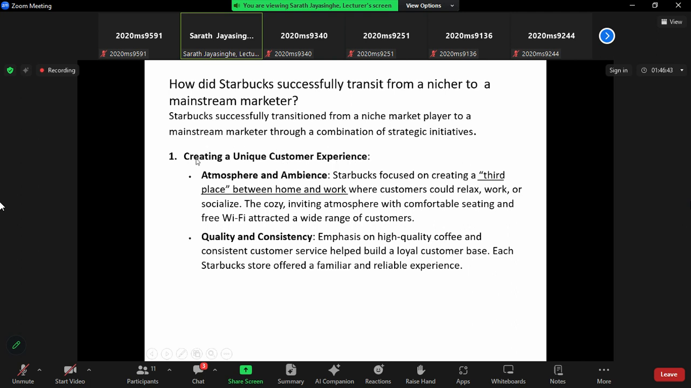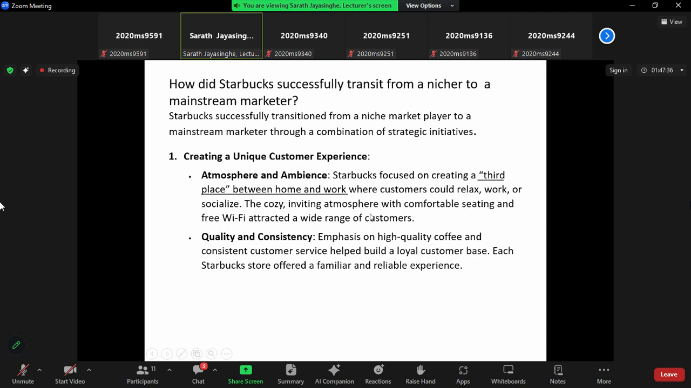Creating unique customer experience, right? So atmosphere and ambience. Starbucks focused on creating a third place between home and work where customers could relax, work, or socialize. You see that our first place is home, second place is workplace. Now they are creating a third place, in between home and work, another place where you can go and stay sometimes with your friends and relatives or whoever you like. So that is the third place, other than your home and your working place. Customers could relax, work, or socialize. The cozy, inviting atmosphere with comfortable seating and free Wi-Fi attracted a wide range of customers.